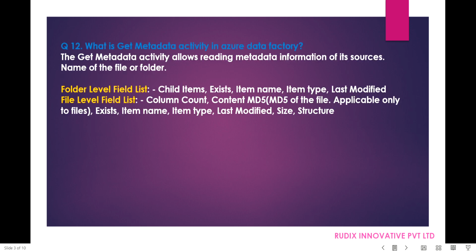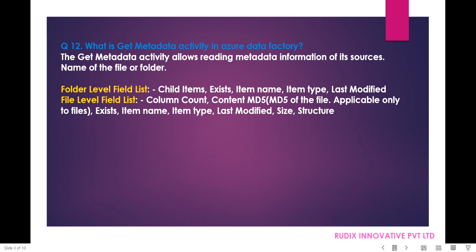Next question. What is get metadata activity in Azure Data Factory? The get metadata activity information can include details about files, tables, or other objects in your data store. It means it reads metadata information of its source, such as the name of the file or folder. It contains two types: folder level field list and file level field list.